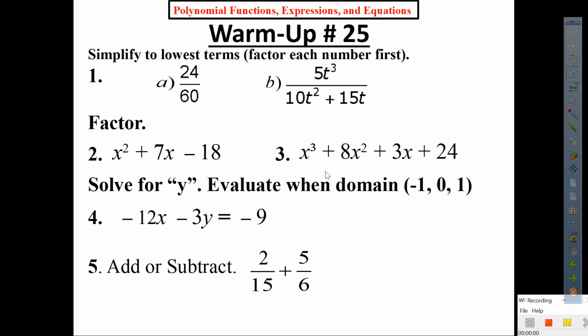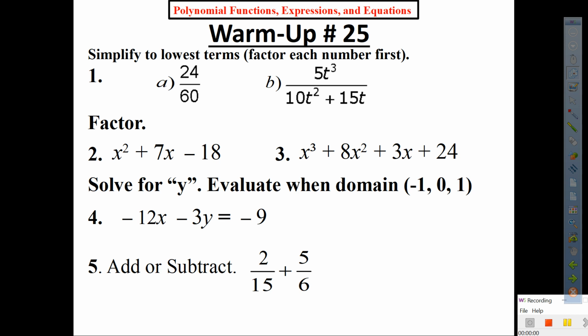So, warm-up number 25. Once again, we've been working on these already for about a week or so, right? A week. Simplified to lowest terms, 1A and 1B. A is 24 over 60, and part B is 5t cubed over 10t squared plus 15t.